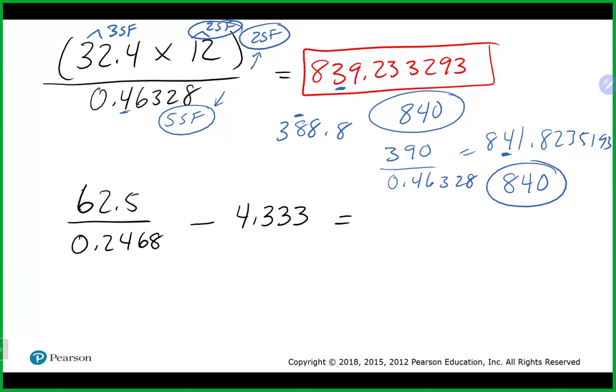But the general rule is you really don't want to round too much until the very end. Again, you could probably just keep all those digits and continue on with the calculation in this particular case. Any questions on that there?